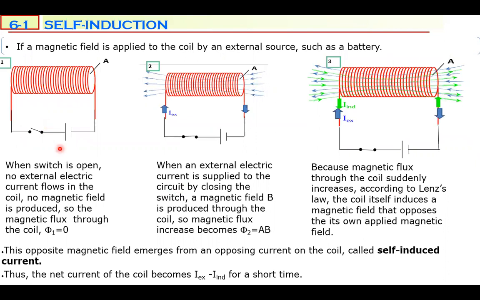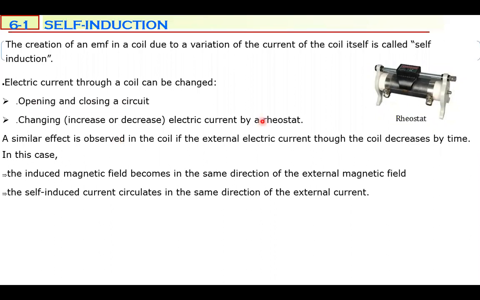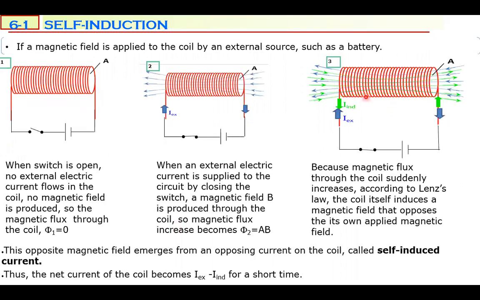The second one is using a rheostat. A rheostat is also a device which can increase or decrease electric current in this coil. So by these two techniques, by opening and closing a circuit of a DC battery, or by increasing or decreasing the electric current using a rheostat, you can change the electric current in the coil, and you can induce EMF in the coil, a self-induced EMF.